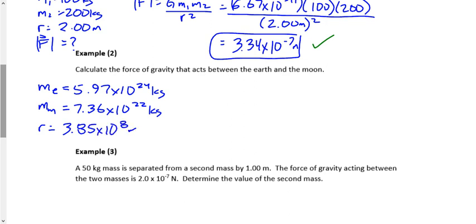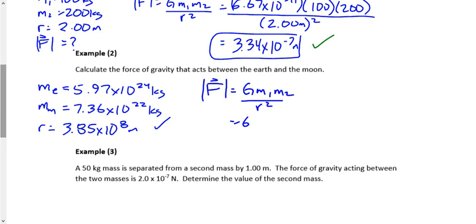Now, that distance that you're given represents the distance from the center of the Earth to the center of the Moon. And that's exactly what distance you want. You don't want it from surface to surface. You want it from center to center. And again, that's the distance that you have given to you on your data sheet. We're going to use our equation again to find that force of gravity that acts between the Earth and the Moon. G m1 m2 over r squared.